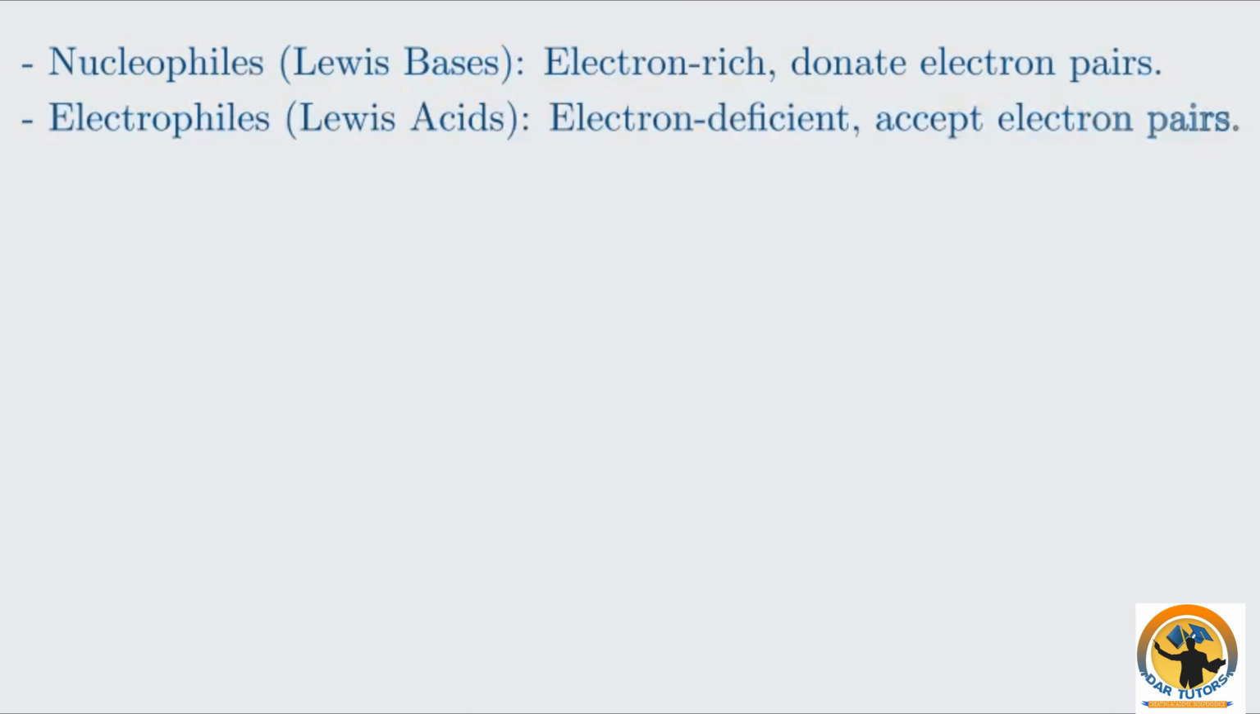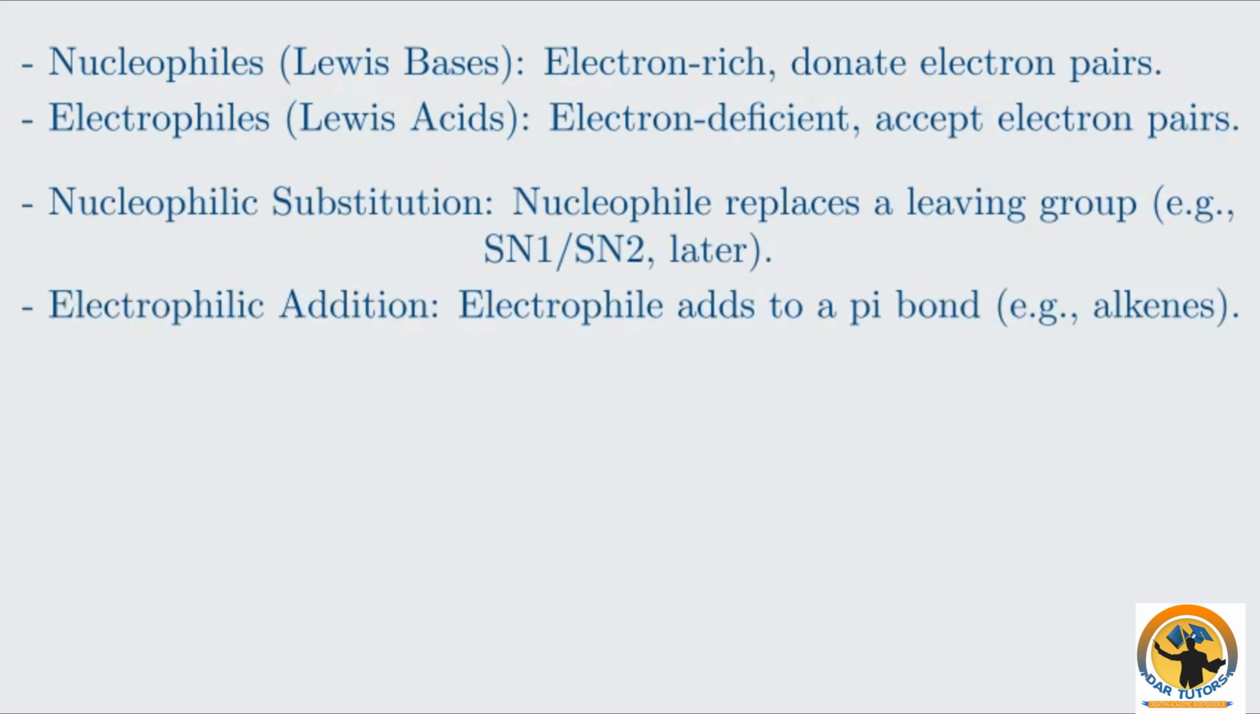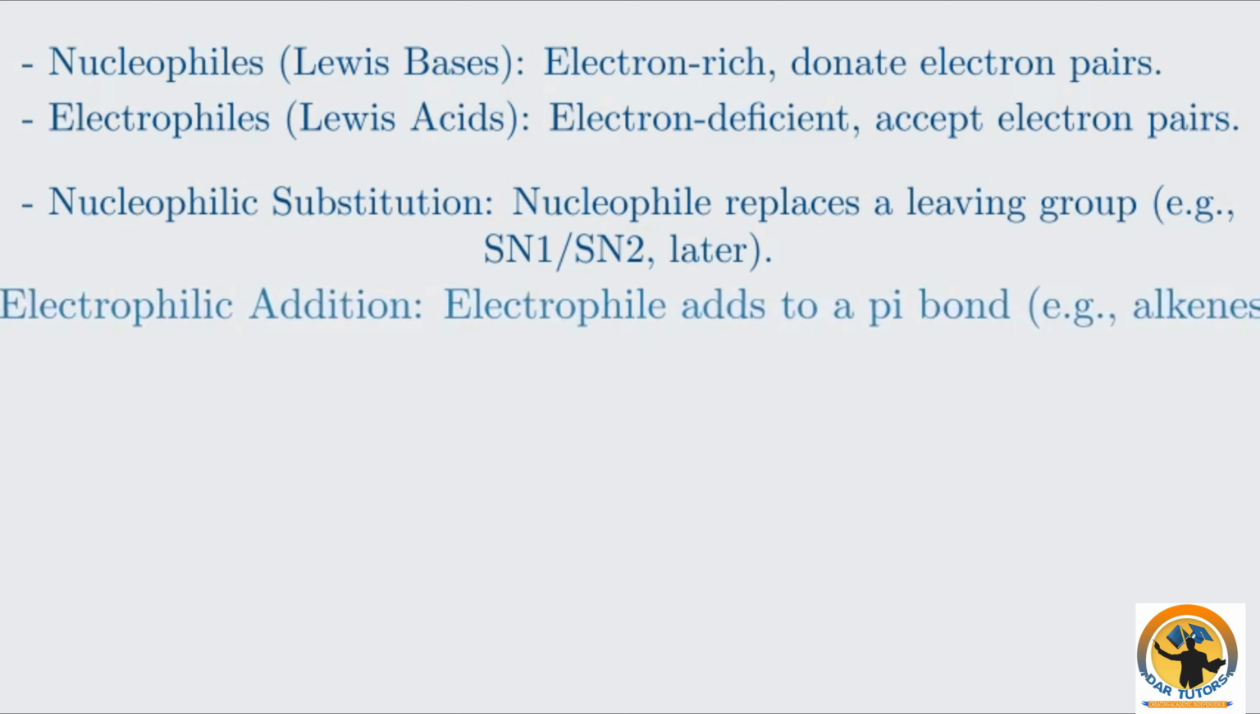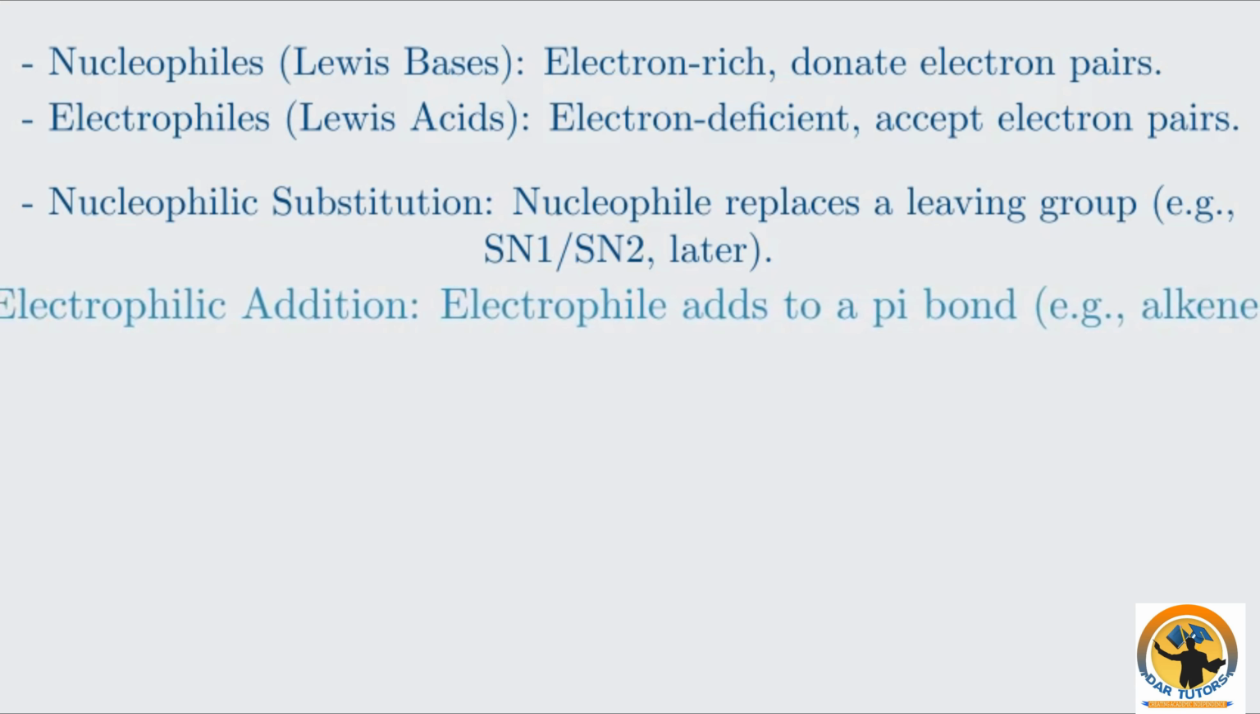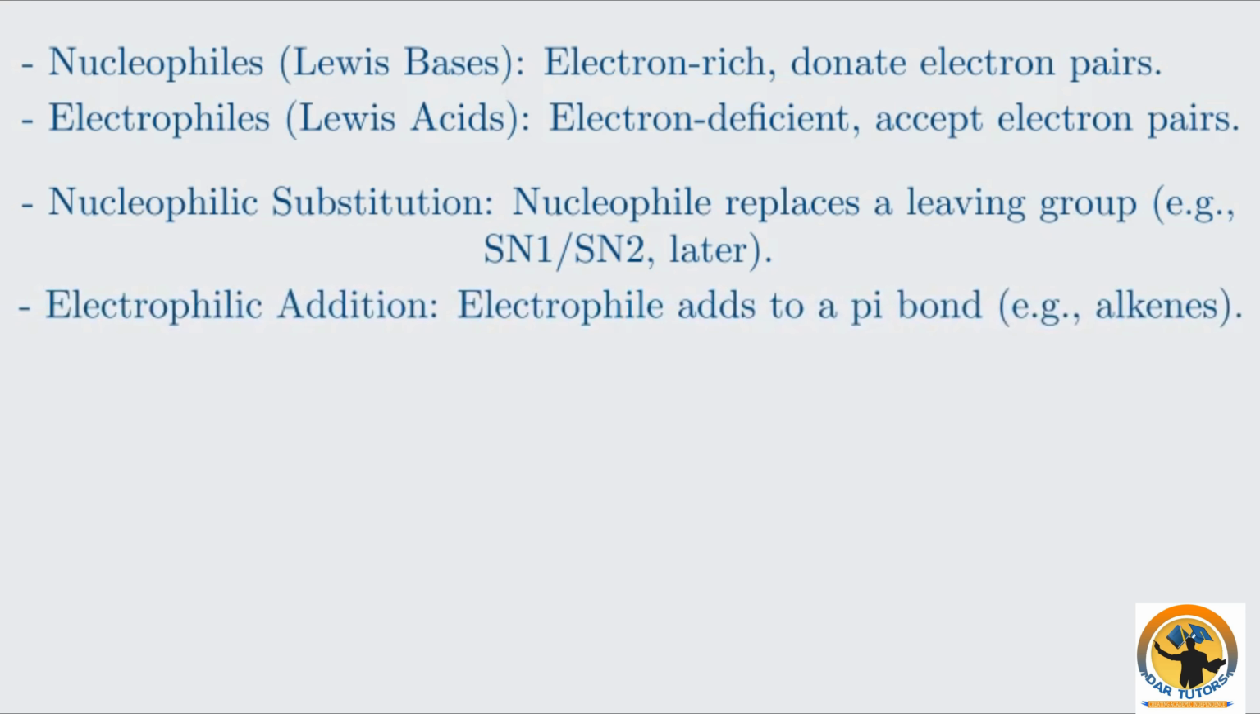You should now be able to distinguish between electron-rich nucleophiles, which are Lewis bases, and electron-deficient electrophiles, which are Lewis acids. We then saw how these species interact in 2 key reaction types, nucleophilic substitution and electrophilic addition. For electrophilic addition, we explained why alkenes are reactive due to their high pi electron density, and why Markovnikov's rule is followed for unsymmetrical alkenes based on carbocation stability.